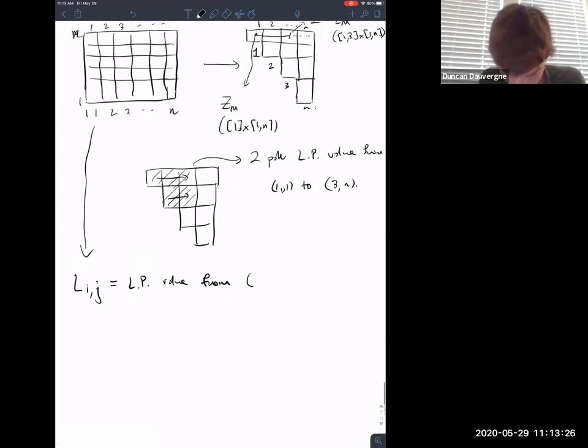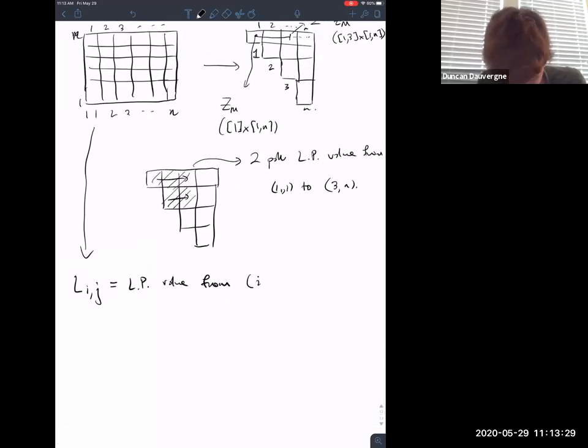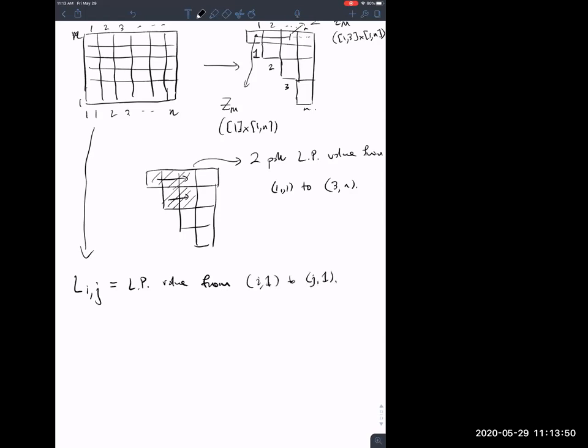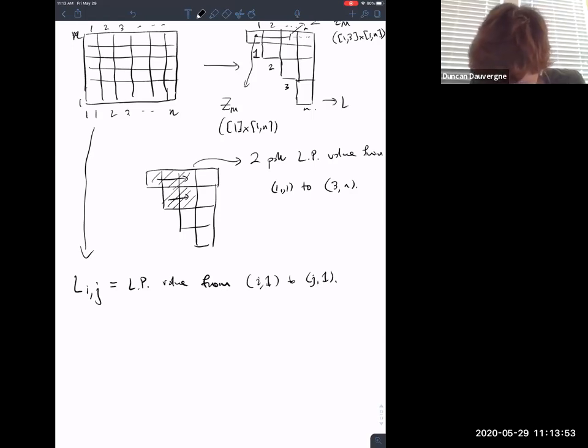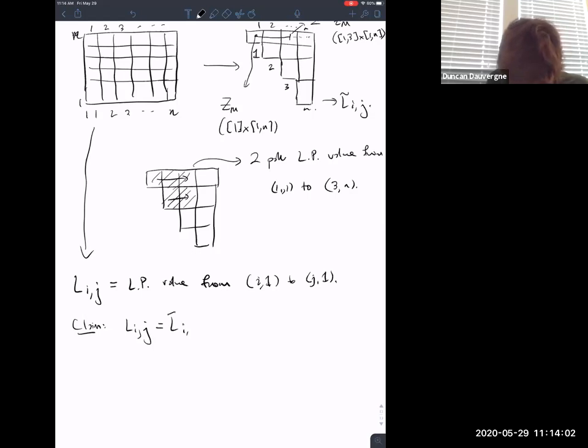this is the last passage value from, I'm getting my coordinates confused. Yes, from I1 to Jm. And with these shifted coordinates, I could also define L tilde ij. And the claim is going to be that Lij equals L tilde ij. And this should be true for both last passage values and polymers.